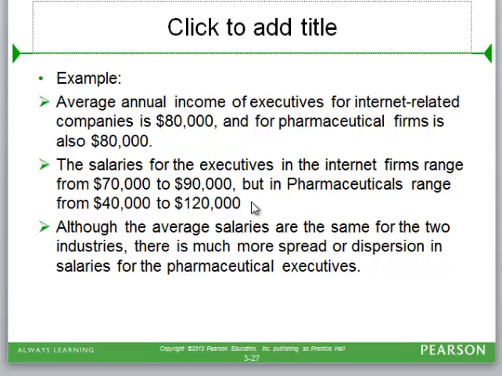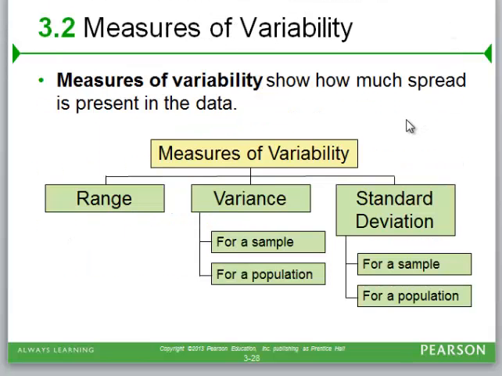Here comes the next question we want to learn. Once we find the center of the data, we want to know if the center is representative. How do we measure that? We're going to measure how the data is spread or dispersed. Just like we use mean, median, and mode to measure the center of the data, we use range, variance, and standard deviation to measure the spread of the data and how much spread is present in the data.